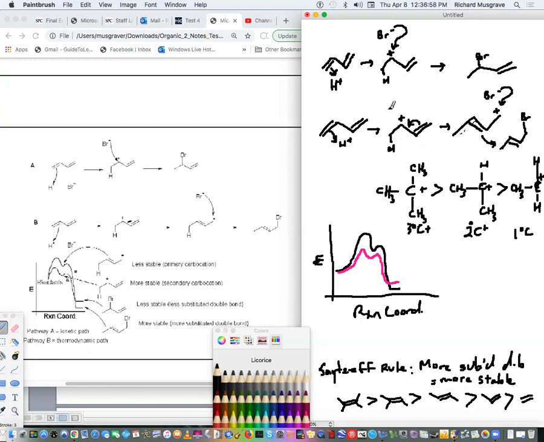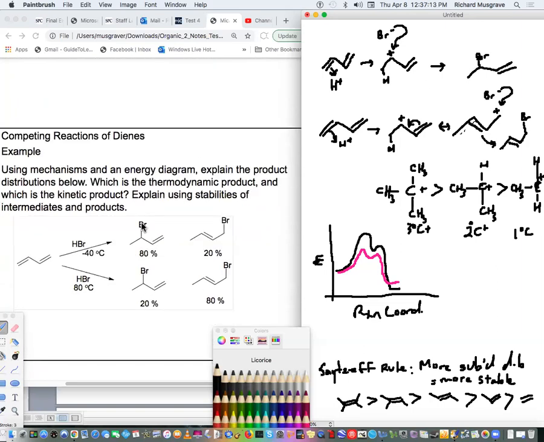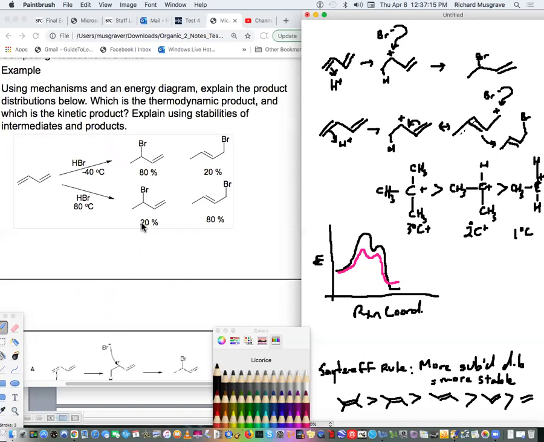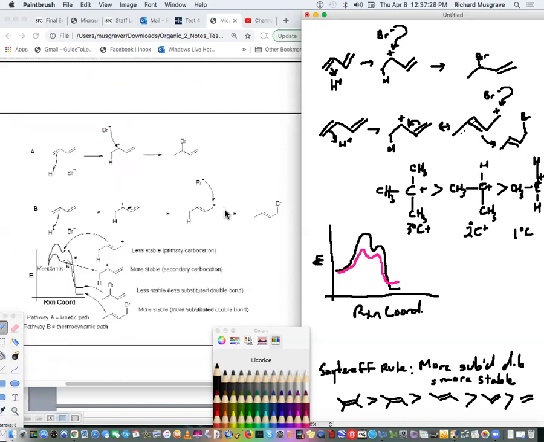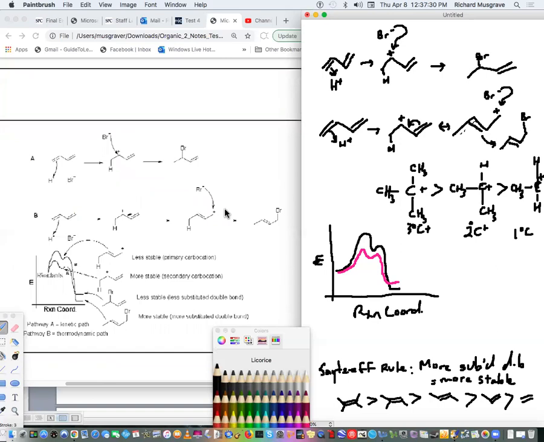So then we can talk about this in terms of energy diagrams as well, and we can begin to see why we might get the product distribution we do. So remember, it all comes back to this. Low temperature, we get 80% of the first one and 20% of the second one. And in the case of the high temperature, we get 20% of the first one and 80% of the second one. All right, does anybody have any questions so far?